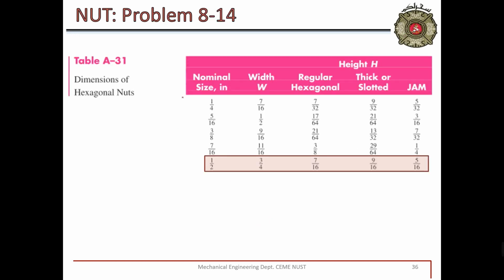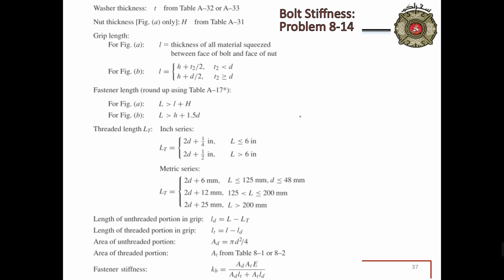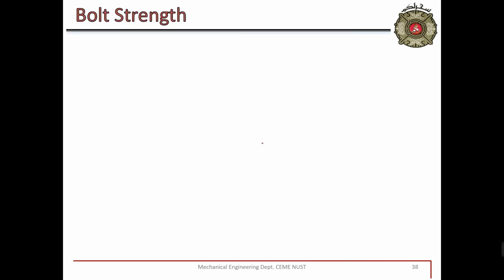Similarly, to check for the nut, for a half-inch bolt, we can have a nut with a width of 0.7 and a thickness of 7/16, and we can have regular hexagonal, thick, or slotted. So you can just use the hexagonal nut, which is 7 by 16, and this table can be used to calculate. This is table 8.7. This is the most important table, table 8-7. It is the most important table in this chapter. The next topic was bolt strength.